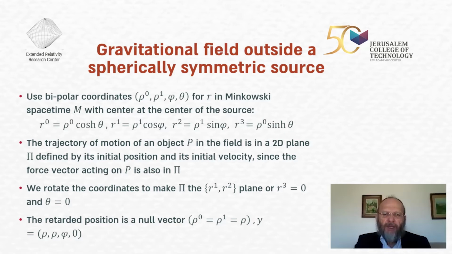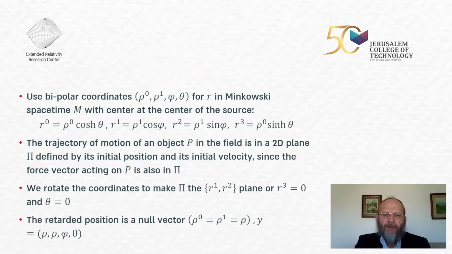Now, the retarded position, you remember, is a null vector. To be a null vector, you must have rho0 equal to rho1, which we denote by rho. And you will have here in the first row, rho times cosh 0, which is 1. And here you get rho, and these are the coordinates with respect to rho and phi, the polar coordinates.